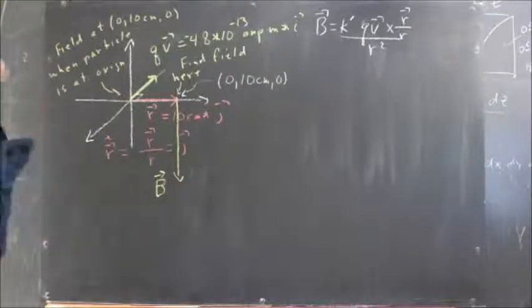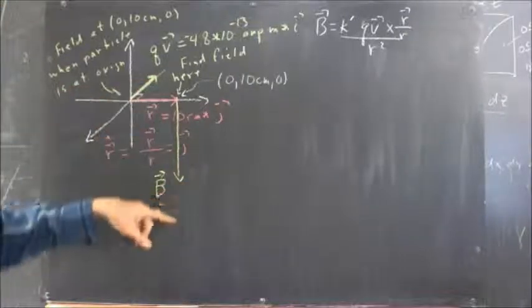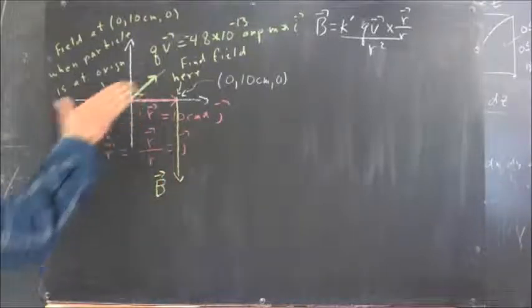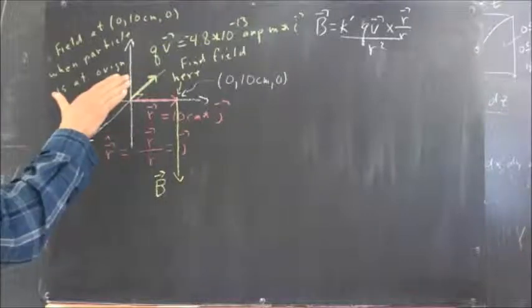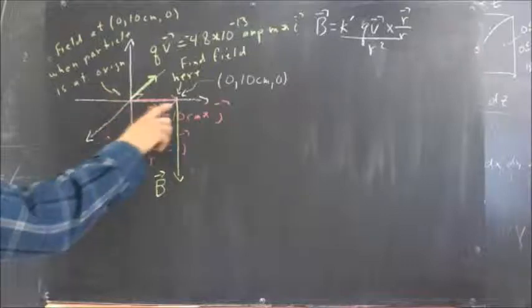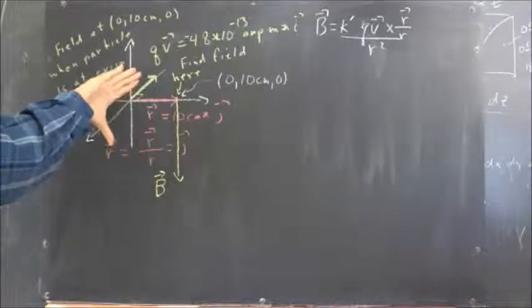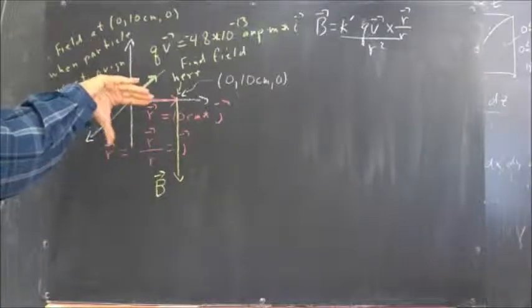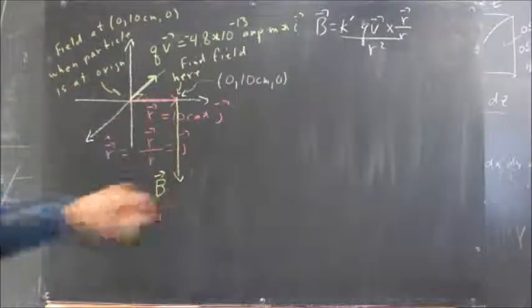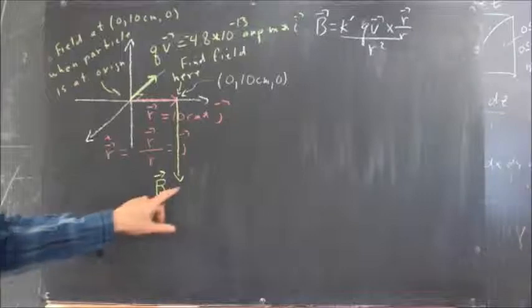Okay. Now, the magnetic field I've got drawn here, but let's think about this. Okay, QV is in this direction, the negative x direction. In order to turn QV toward the R vector, I'm going to have to put my hand this way so I can turn it, and my thumb is going to point straight down, so that the B vector is going to be in the negative Z direction. So here it is.